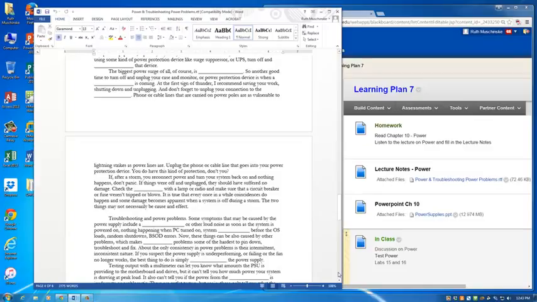If, after a storm, you reconnect the power and turn your system back on and nothing happens, don't panic. If things were off and unplugged, they should have suffered no damage. Check the outlet with a lamp or a radio and make sure that a circuit breaker or fuse wasn't tripped or blown. Now it's true that every once in a while coincidences do happen and some damage becomes apparent when a system is off during a storm. The two things may not necessarily be cause and effect.